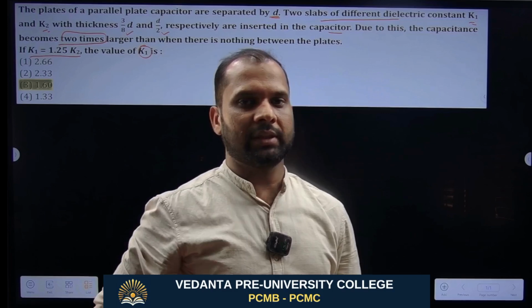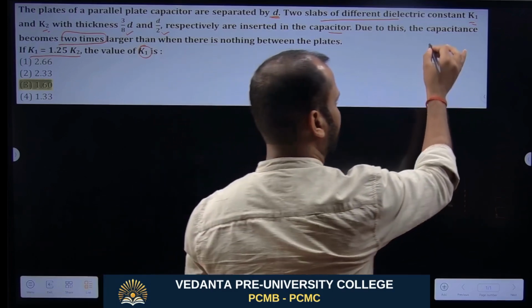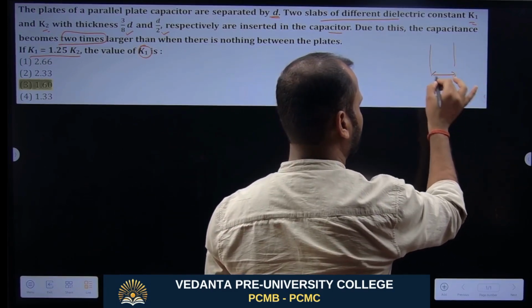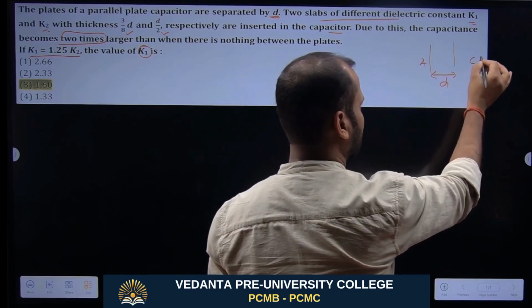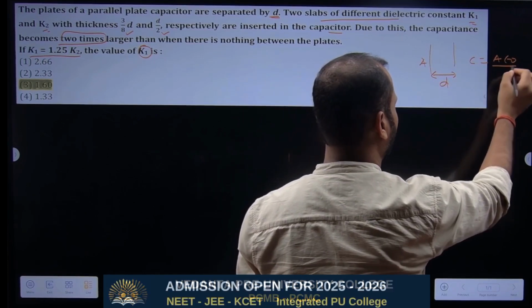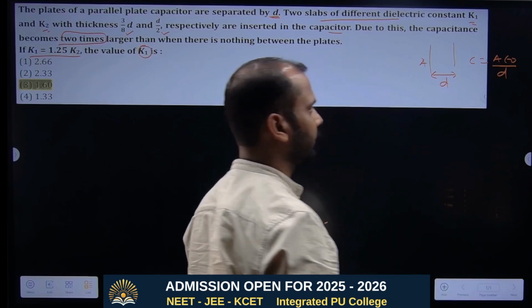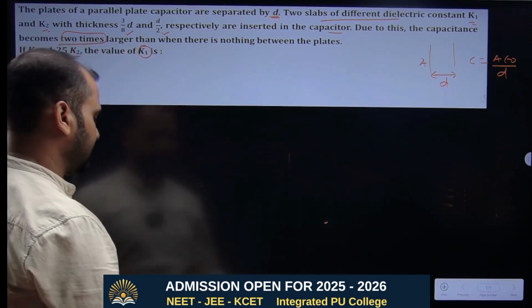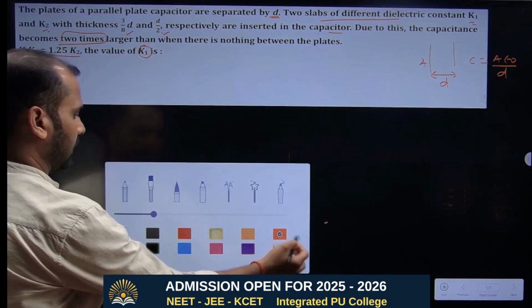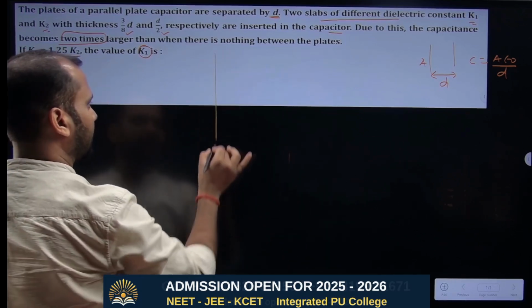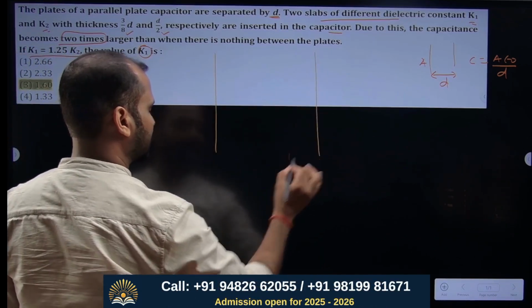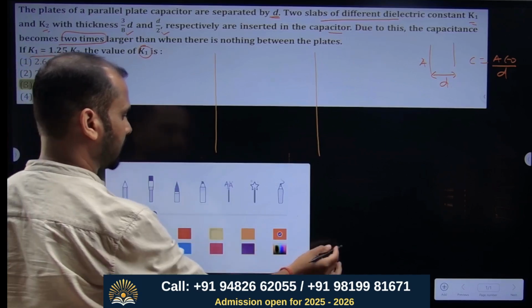As we know, if the distance between the parallel plates of a capacitor is d and A is the area, the capacitance will be A epsilon naught divided by d. If you add a dielectric, the capacitance of the capacitor will definitely increase. Now, we are adding 2 dielectrics. So let this be the capacitor, and these 2 are the dielectrics.